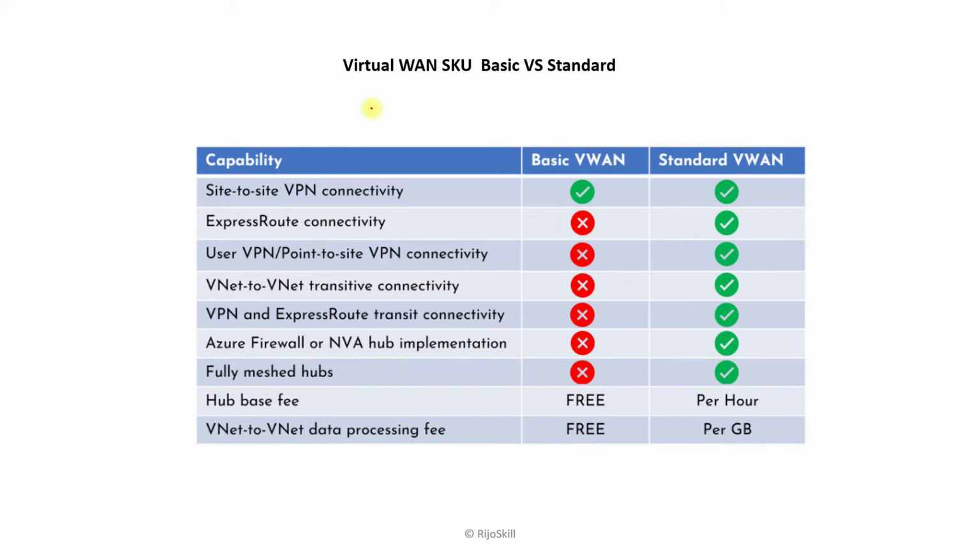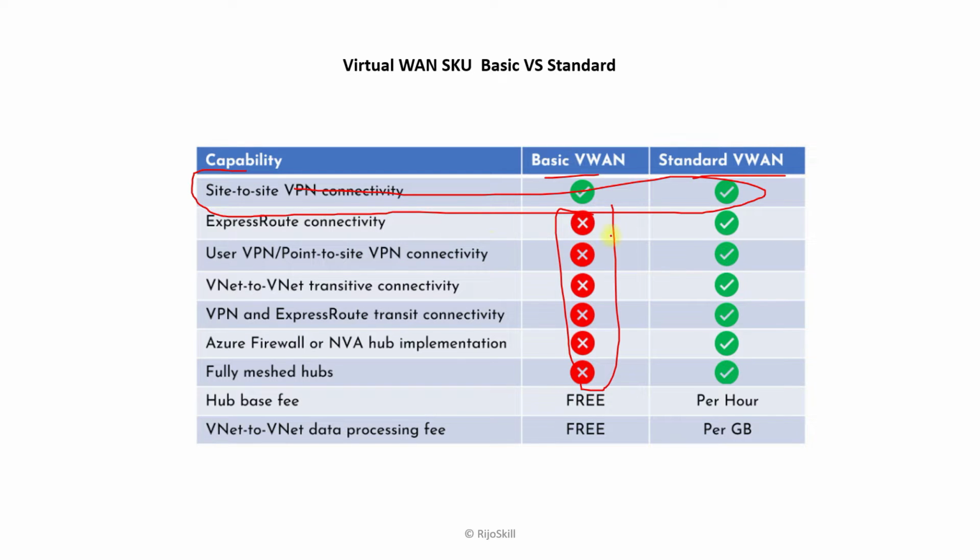So here you can see the difference in capability. You can see in the table that for the basic vWAN, only site-to-site VPN is supported. The remaining ones are not supported in basic: ExpressRoute, point-to-site, VNet to VNet, VPN and ExpressRoute, Azure Firewall, NVA, and full mesh hub.